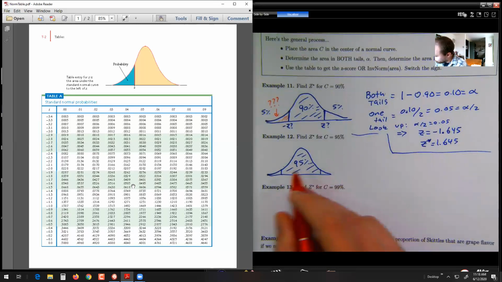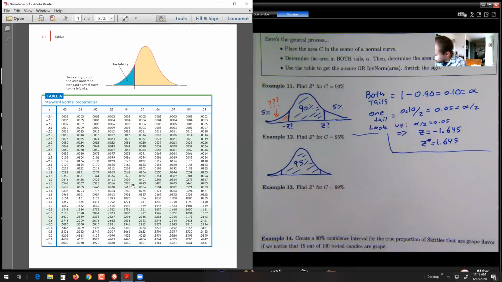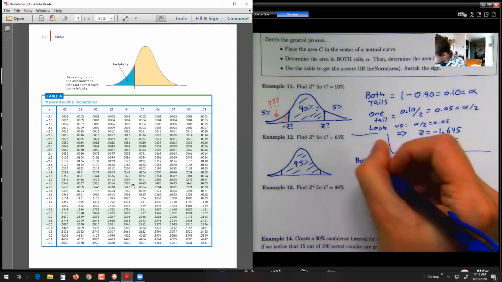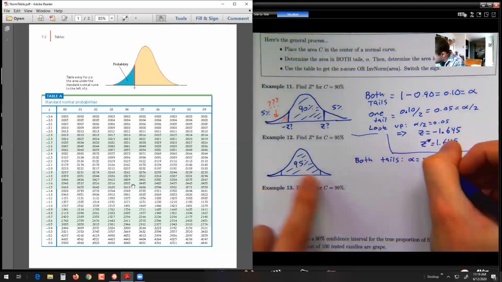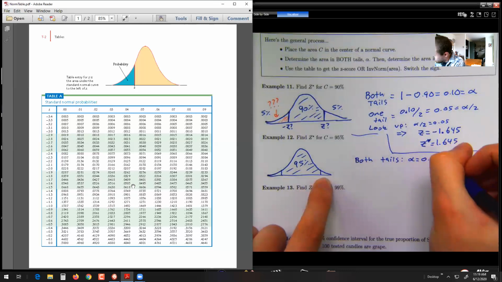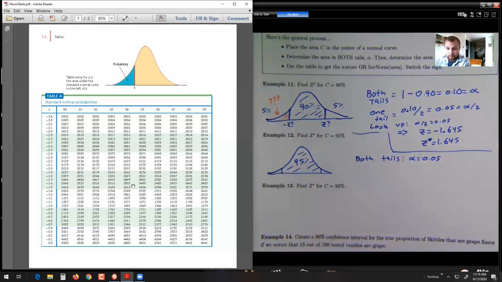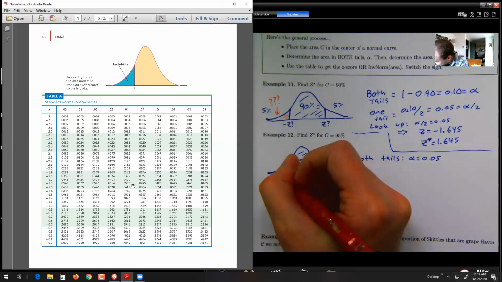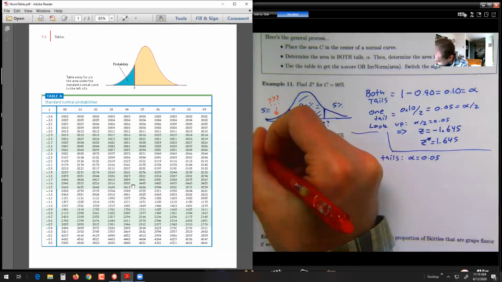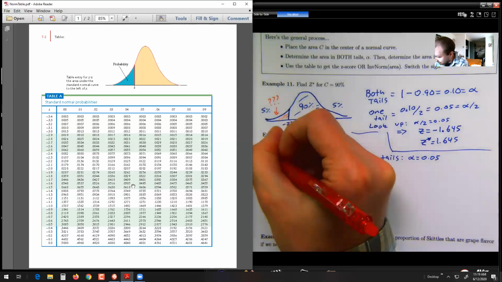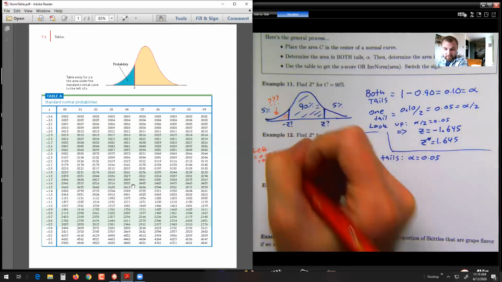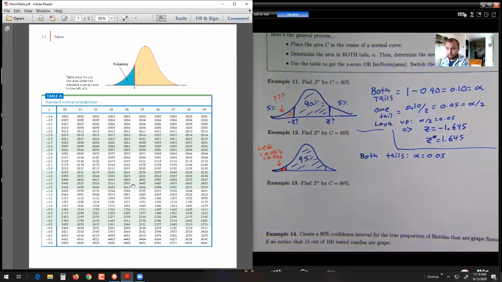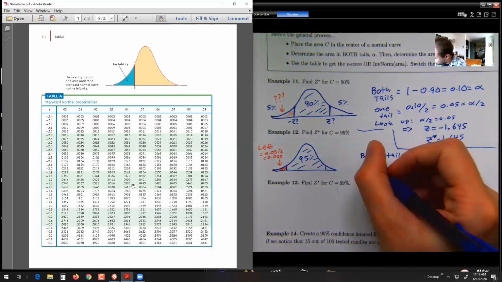If I have 95% in the center, this tells me that for both tails, my leftover area is about 5%, 1 minus. So if I want the size of the left tail, this is going to equal that 5% divided by 2, which gives me 0.025. So once I have the size of both tails, I split this thing in half.